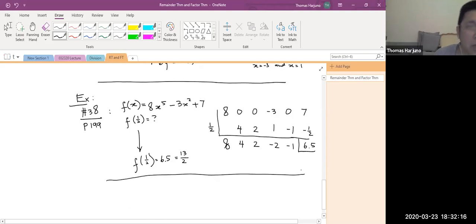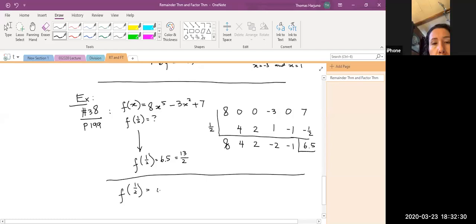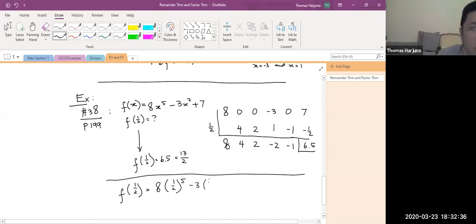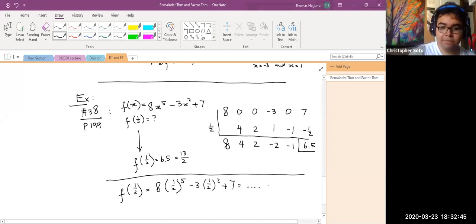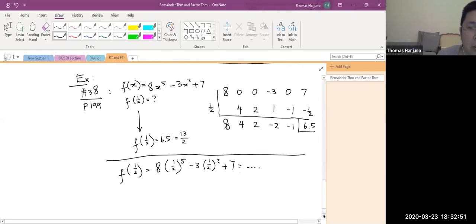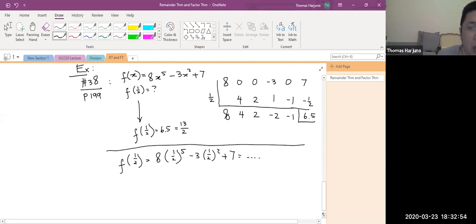Of course, this doesn't mean this is the only way for us to find f(1/2). You still can plug in 1/2. But you see, if I compare it, if I do f(1/2) by plugging 1/2 into each term, that's (1/2) to the 5 minus 3 to the 1 times (1/2) squared plus 7. I think this is actually a lot harder to compute, right? Either we have bad fractions or very big numbers. So instead of using the plugging method, we have an alternative method now using synthetic division.